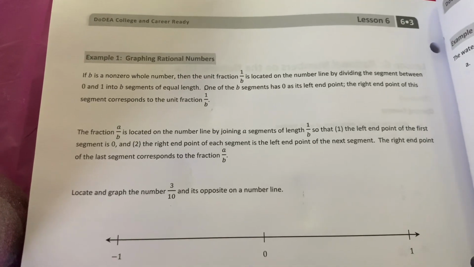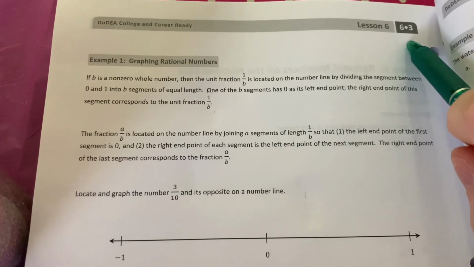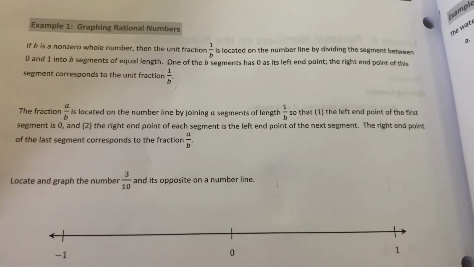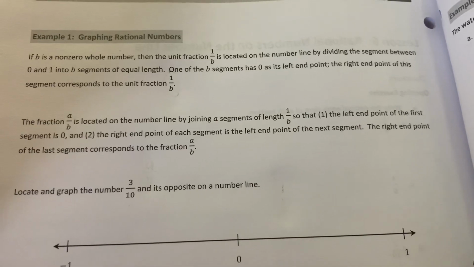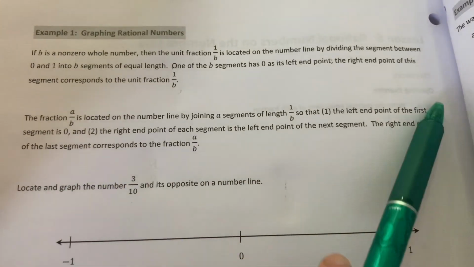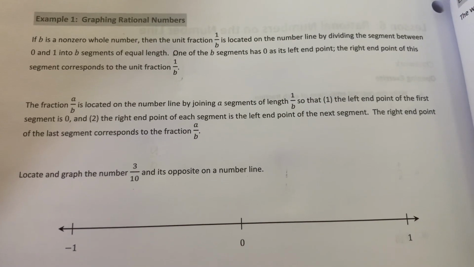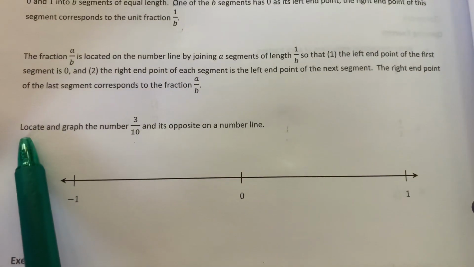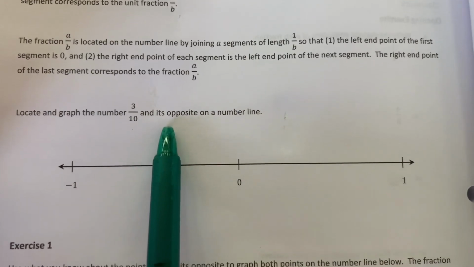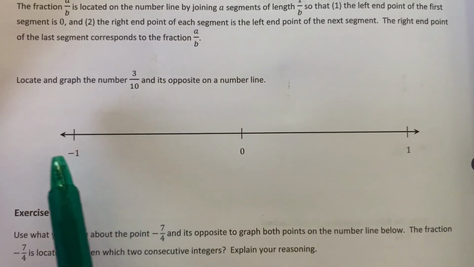Okay, so turn to page 20 in your module book. You should see the 6-3 up in the corner because we are now in module 3. And we're going to take a look at example 1. So you're going to see this big paragraph up here that kind of looks like it's real confusing. So what I'm going to do is just sum it up for you. What we're trying to do is figure out how to graph fractions, those rational numbers, on a number line.